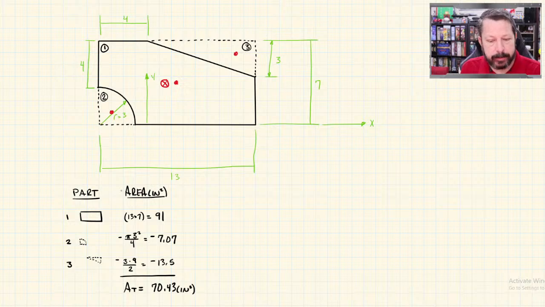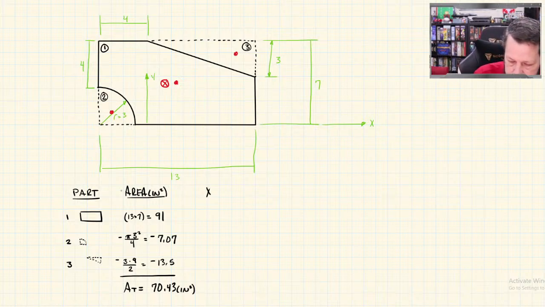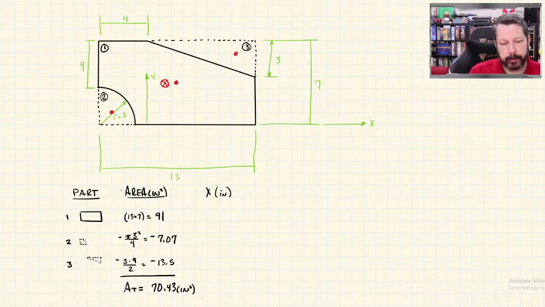Now for this one, let's do both x and y coordinates for our centroid. So let's do x. X is going to be measured from the y-axis. So part 1, the rectangle, that centroid is 13 over 2. So that's 6.5.